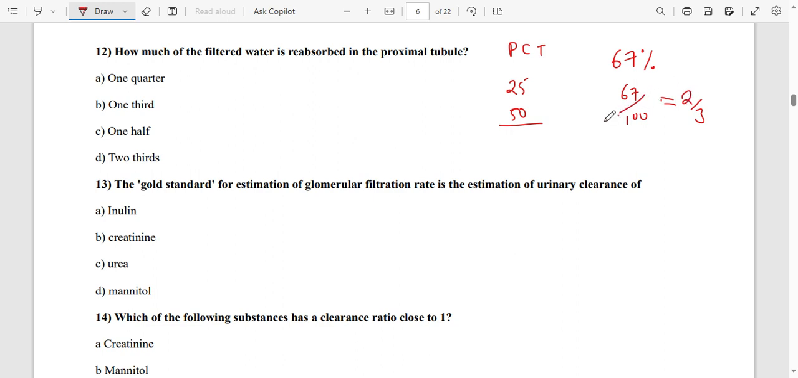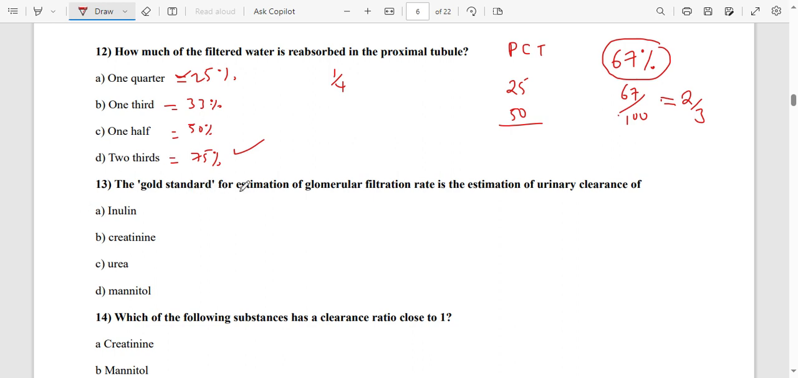It's approximately 2 thirds because 1 quarter is 1 over 4, which is 25%. 1 third is 1 over 3, which is like 33%. 1 half is 50%. 2 thirds is about 67%. So which one is near to 65%? That is 2 thirds. So that's how much is going to be reabsorbed.